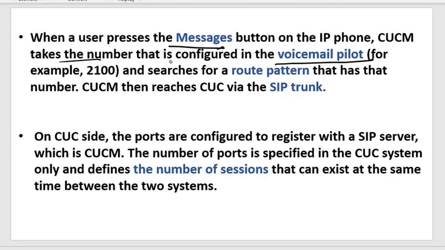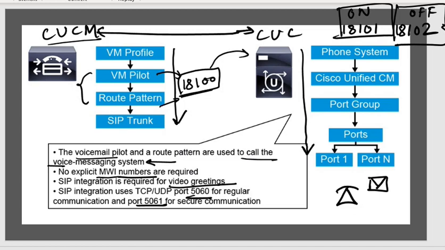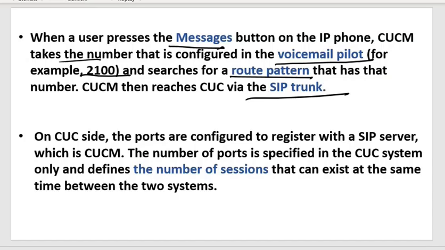So in this, you just press the messages button and it takes the number that is configured in the voicemail pilot, for example this, and searches for a route pattern that has that number. CUCM then reaches the Unity Connection using a SIP trunk. Now, we have talked about this configuration on CUCM and you configure this. On CUC, you configure this. In the last, we have the SIP trunk. This SIP trunk basically connects the CUCM with CUC. So this is important to make communication between these two clusters, a CUCM and a Unity Connection.